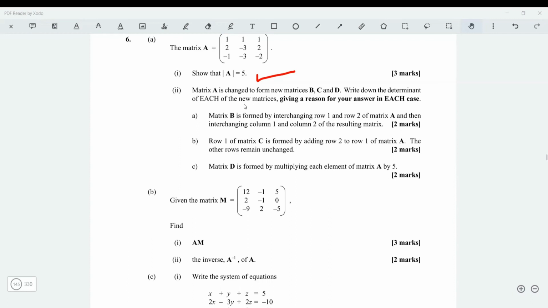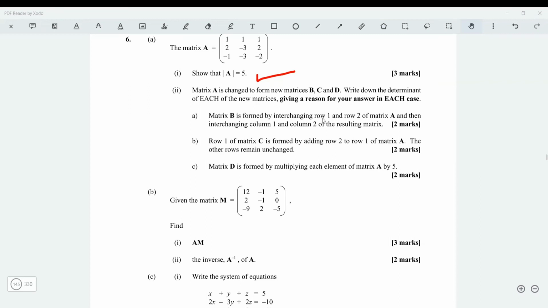Write down the determinant of each of the new matrices, giving a reason for your answer. It says matrix B is formed by interchanging row 1 and row 2 of matrix A, and then interchanging column 1 and column 2 of the resulting matrix. So what I'm going to first do is interchange.